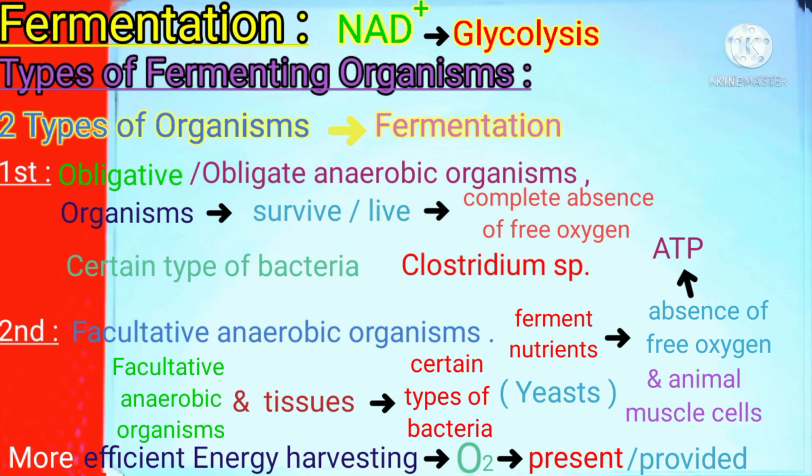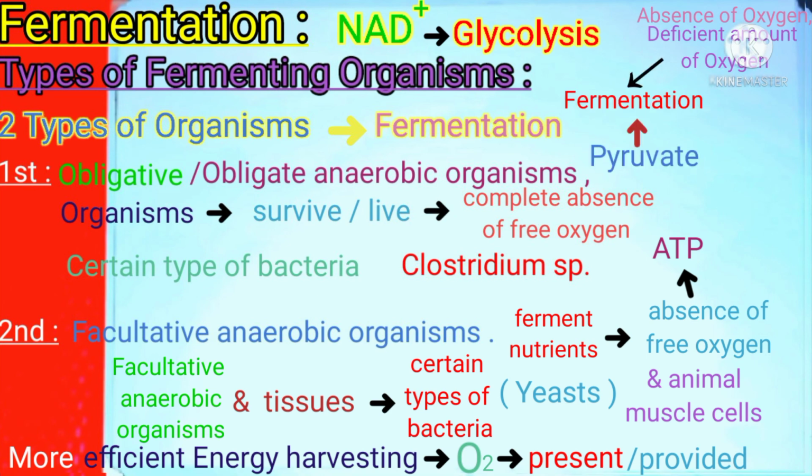Students, at the end I also want to tell you that in the absence of oxygen or in a very deficient amount of oxygen, the fermentation process takes place from the pyruvate molecule, whereas in the presence of a sufficient amount of oxygen, the Krebs cycle takes place.